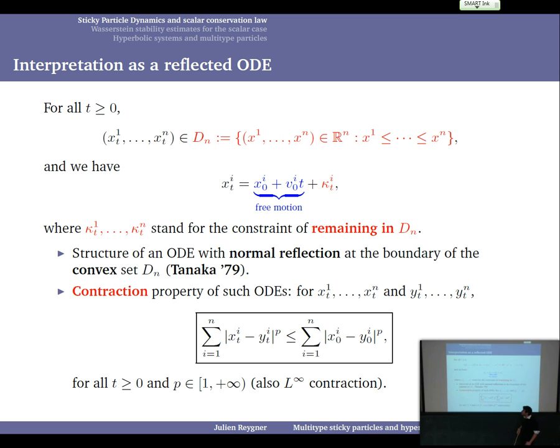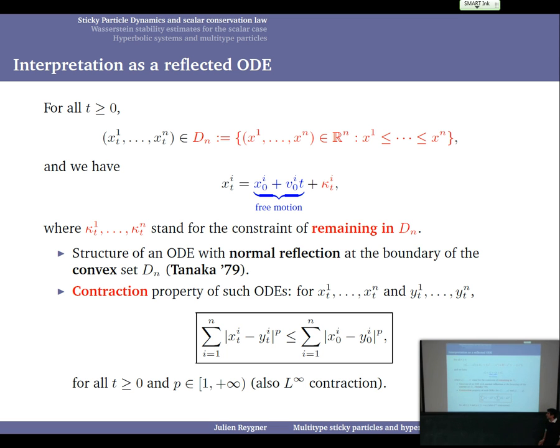And the point is that this vector with coordinates kappa here is always a normal vector to the boundary of this set at the point at which the system lies. Okay, so this gives this representation here with the structure of an ordinary differential equation with normal reflection at the boundary of the convex set D_n. I wrote it in the sense of Tanaka, but it's a well-known notion, I would say.